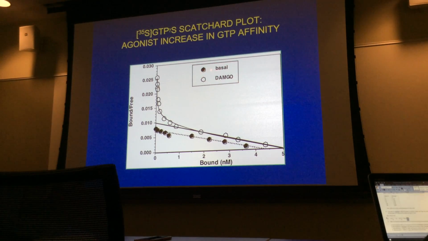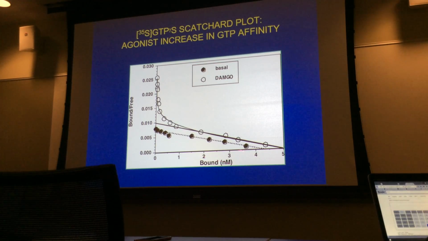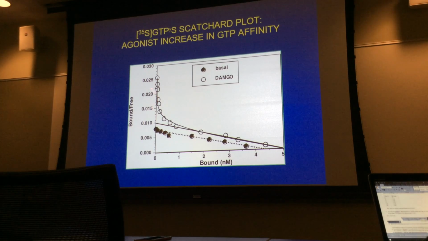So when you add agonists, and this is an experiment using an opiate agonist, a mu opiate agonist called DAMGO. Once again, the agonist comes into the system, activates that whole cycle, and it switches the G alpha from a low affinity state into a high affinity state. So now you see this high affinity binding for S35 GTP gamma S. This is nanomolar level. So it's somewhere between 100 and 300-fold increase in affinity for GTP gamma S that you can measure. This is a huge increase, okay?